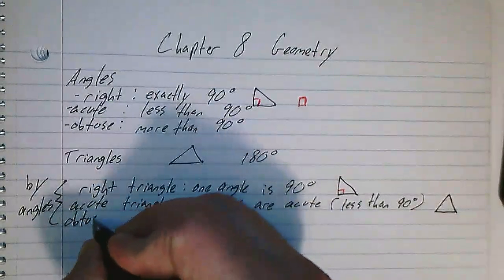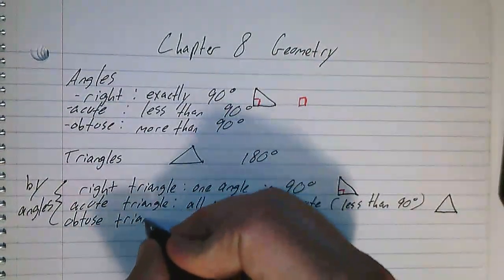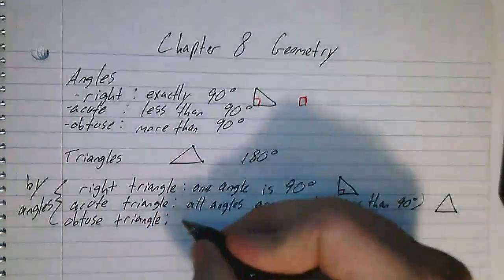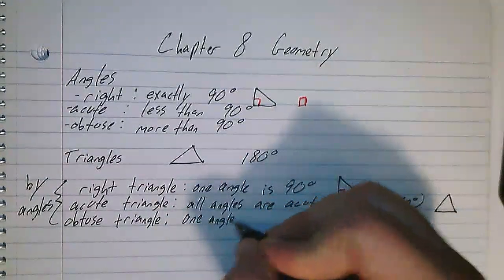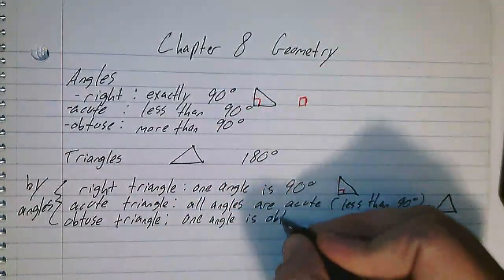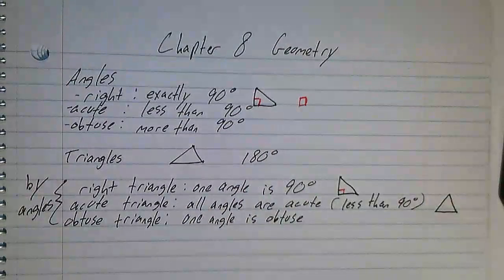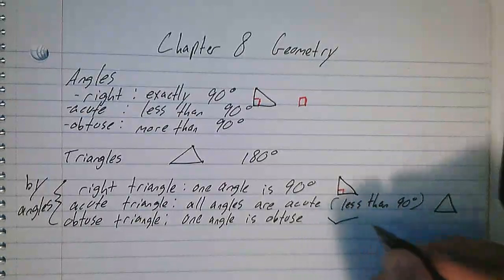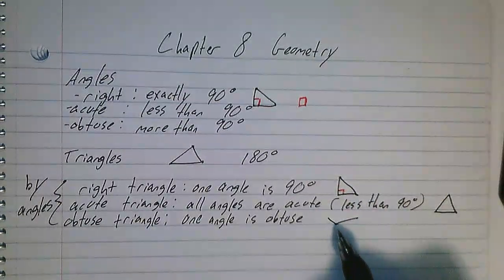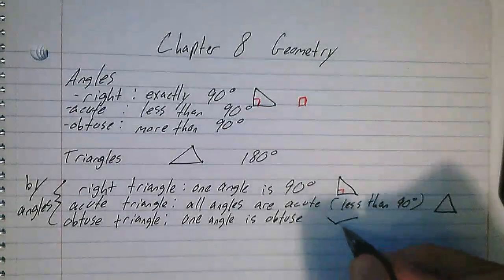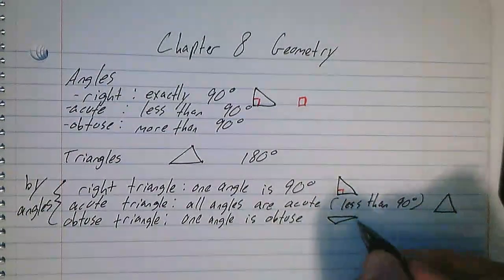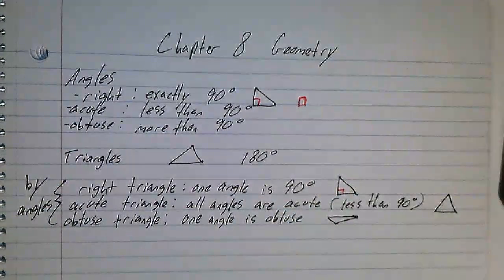Finally, we have an obtuse triangle, which is a triangle in which one angle is obtuse, which again is more than 90 degrees. So you have one big angle more than 90 degrees. I could not put a little box in here. It would be slanted. And then we connect it.